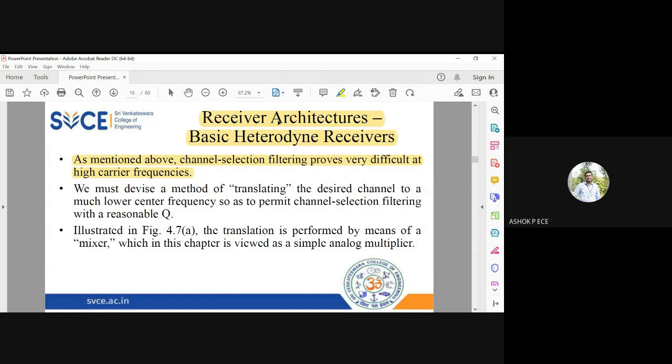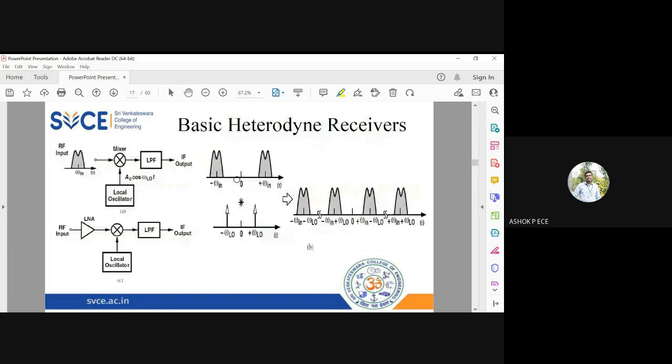So what we are going to do is perform frequency translation, translating the desired channel to a lower center frequency so as to permit channel selection filtering with a reasonable Q. We are going to shift the frequency and ensure that the filtering is performed effectively without disturbing the content of your signal. That is done by a device called a mixer. So we are going to use the help of mixers in the receiver circuit.